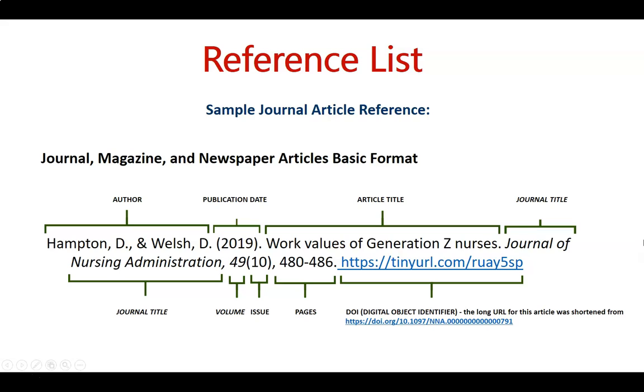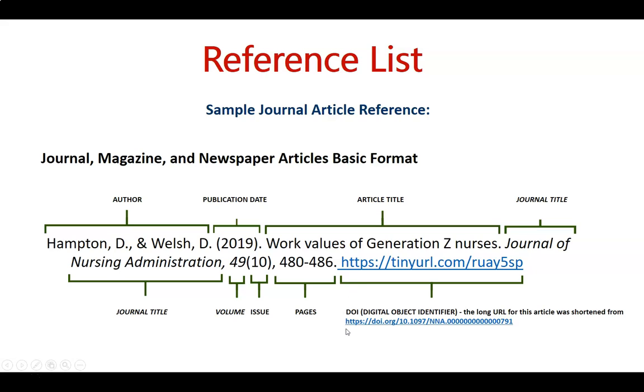Here's our journal title, and notice that this is using capital letters for all except for the very small words. So Journal of Nursing Administration. It's italicized, comma, also italicized is the volume. Your issue is in regular font with parentheses, comma, and then pages. So these are the actual page numbers within the journal for this particular article. Here is the digital object identifier.